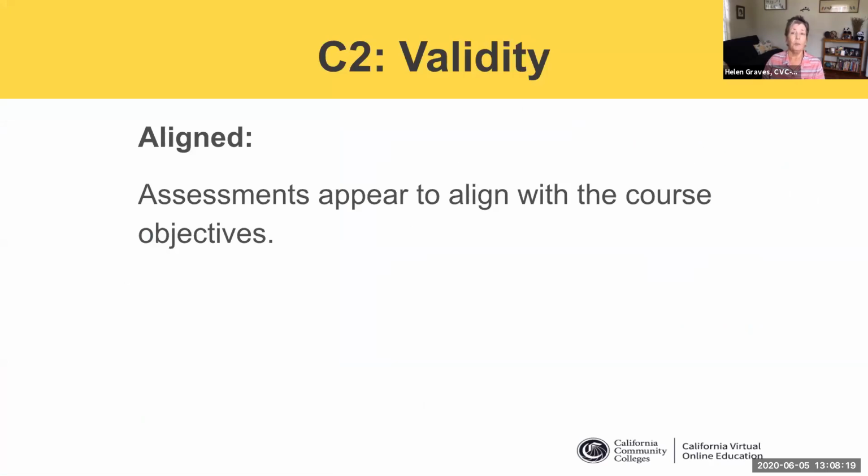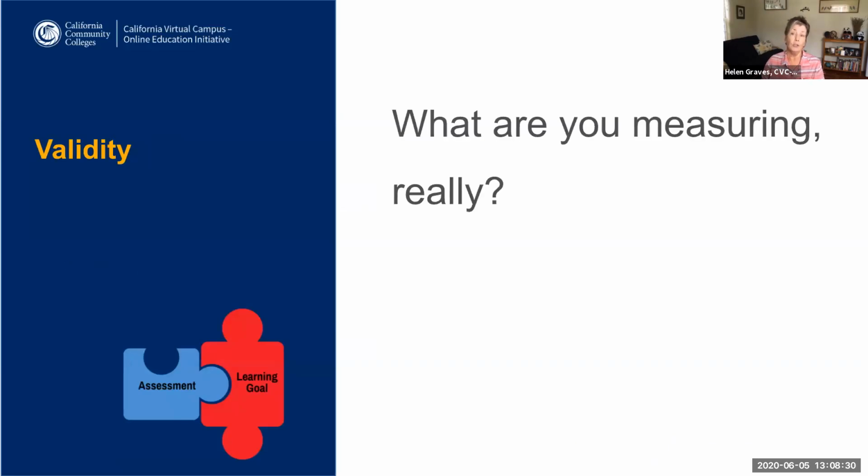C2 has to do with validity. And the definition of that one says assessments appear to align with the course objectives. So validity has to do with the connection between the purpose of the assessment and the data that's being quantified by the assessment. So this criteria is all about making sure the assessments are actually measuring what they're intended to measure. Again, very much related to learning goals. You have to be sure you know what it is that's being assessed.